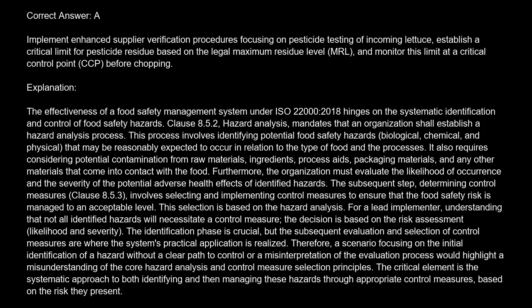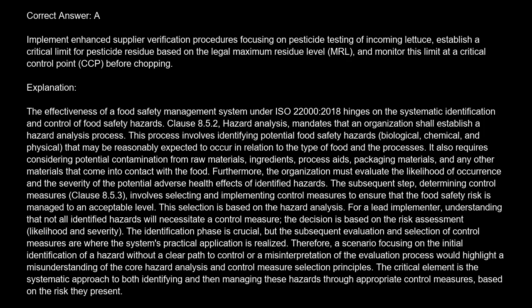Clause 8.5.2, Hazard analysis, mandates that an organization shall establish a hazard analysis process. This process involves identifying potential food safety hazards, biological, chemical, and physical, that may be reasonably expected to occur in relation to the type of food and the processes. It also requires considering potential contamination from raw materials, ingredients, process aids, packaging materials, and any other materials that come into contact with the food.